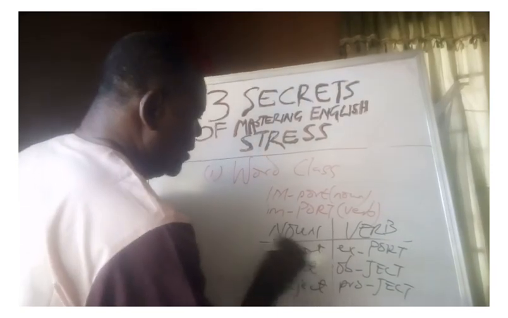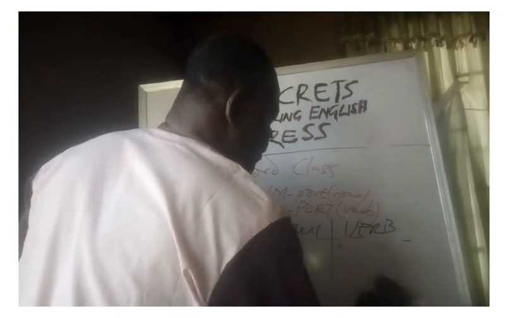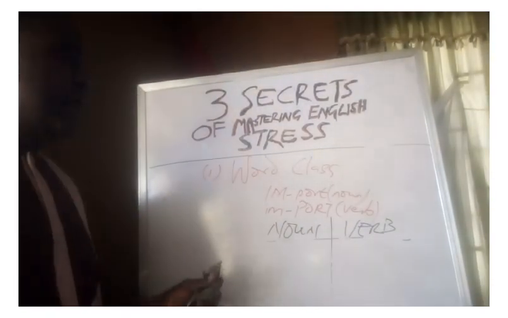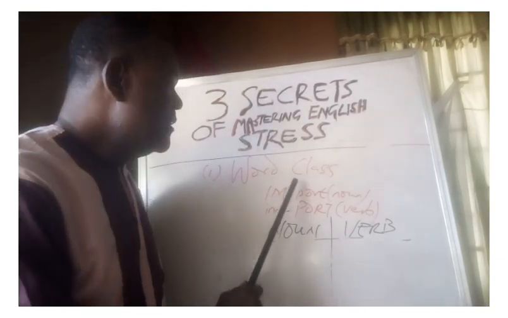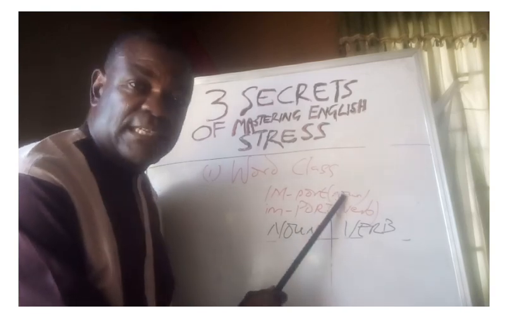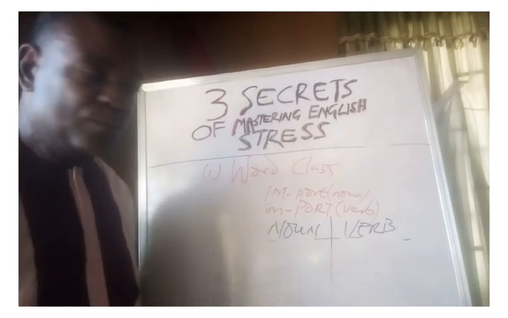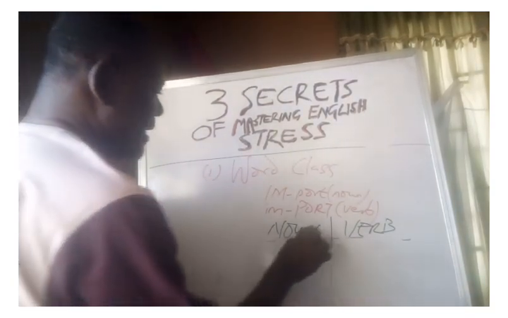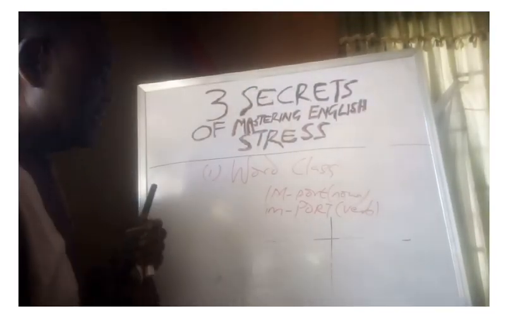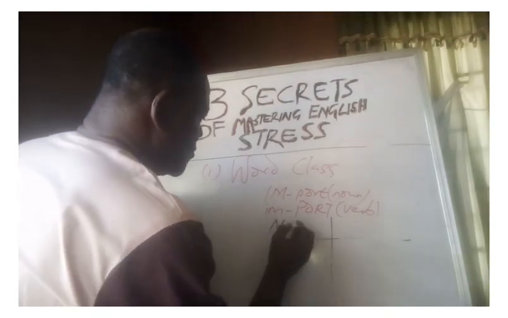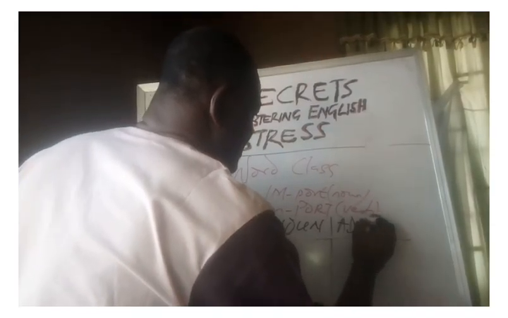And then we can also look at other word classes. So in this case, we have stated a rule here that when an English word is used as a noun and also as a verb, stress the first syllable when it is used as a noun and stress the second syllable when it is used as a verb. Now let's look at other word classes, such as, of course, when we have a noun and when we have an adjective.